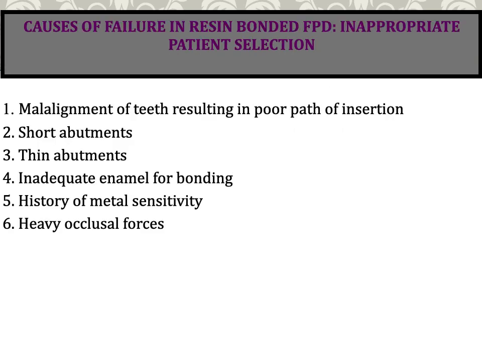Causes of failure in resin bonded fixed partial dentures. The main reason will be inappropriate patient selection, that is, in patients with malalignment of teeth resulting in a poor path of insertion, in patients with short abutments, thin abutments, in patients who have inadequate enamel for bonding, history of metal sensitivity, and in patients with heavy occlusal forces.